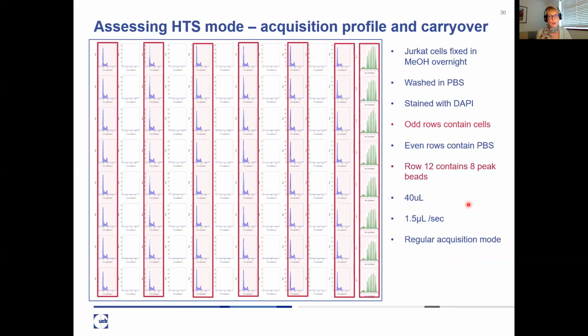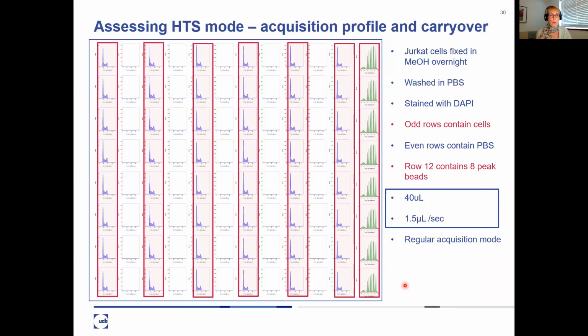And then because prior to getting this instrument, I didn't personally have a lot of experience with high throughput systems, I wanted a sanity check to make sure that we weren't getting any misalignment of the wells as we went across the plate. And so in the final row, I spiked in some 8-peak beads so I could have a signature of the alignment.